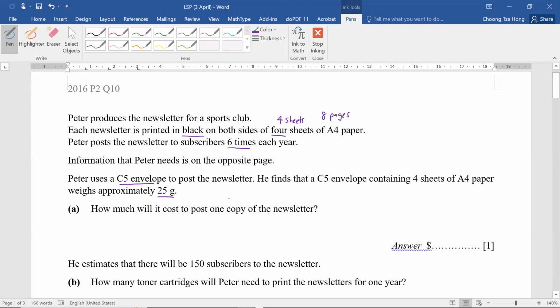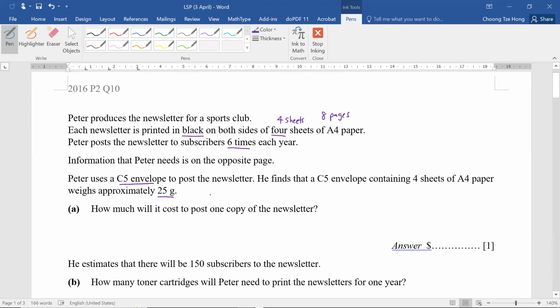Right, so this is usually the type of question that you will encounter for the last question in paper 2, whereby they will give you a lot of information, and then you have to use the information appropriately. Okay, so extract out the correct information for different parts of the question in order to answer the question successfully.